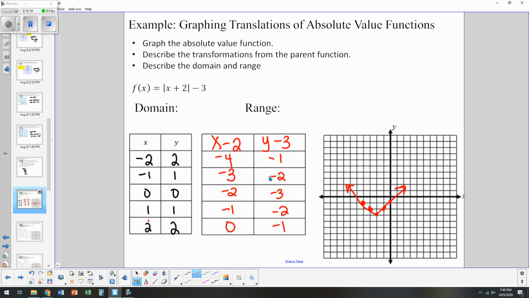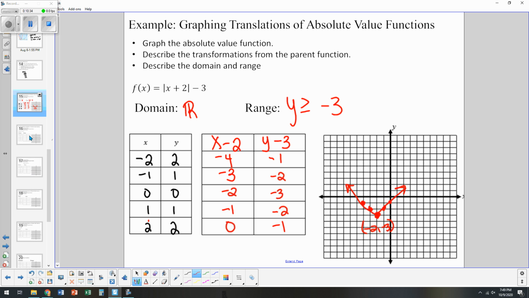My domain for every absolute value function is going to be all real numbers. And notice here my range, just like when we were talking about piecewise, if there's a bottom point on the graph, we're going to have y is greater than or equal to whatever the y value was of that bottom point. And that was -2, -3 down here. So that means it's going to be y is greater than or equal to -3.